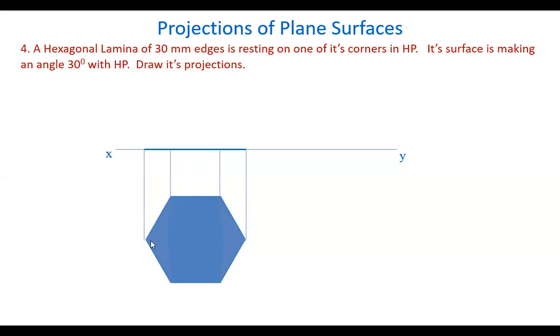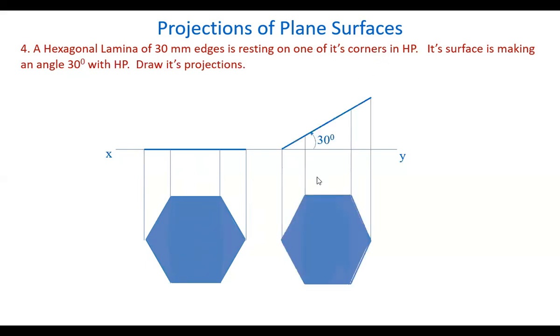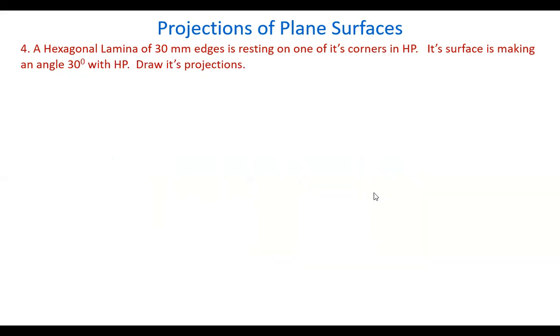we have taken the corner on one side, either left side or right side, you have the corner. So we can have the corner in the horizontal plane. Now, this is the position. When the surface is making 30 degrees angle with the HP, you get the plane like this. Let's draw its projections here in the drawing.